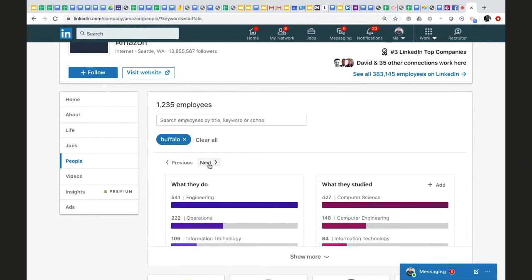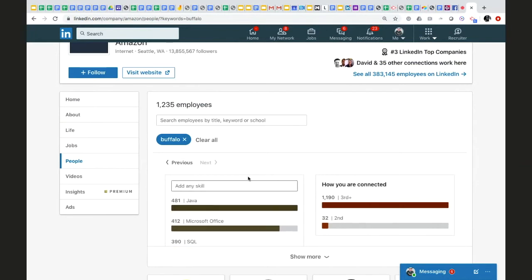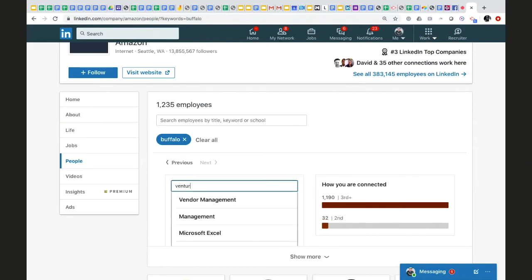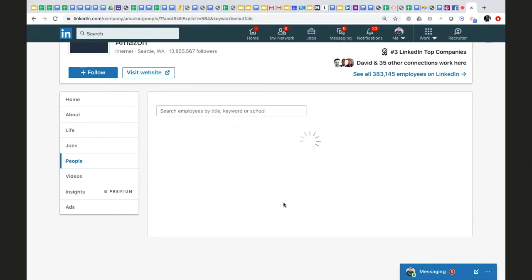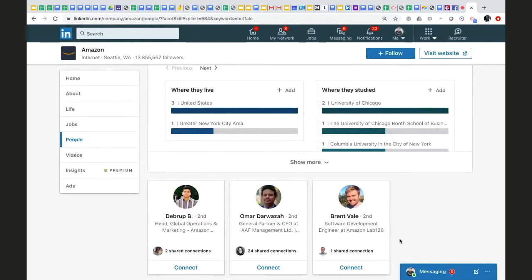Say I wanted to dig a little bit deeper and look at those people who are at Amazon and have the word Buffalo in their profile. And we'll play again with the venture capital space. So I come up here, type in venture capital and do a search. I now have the 3 employees that have Buffalo somewhere in their profile, work at Amazon, and are associated with venture. You see how deep and granular we can get with this information. I now have the type of people who might be able to help me out.